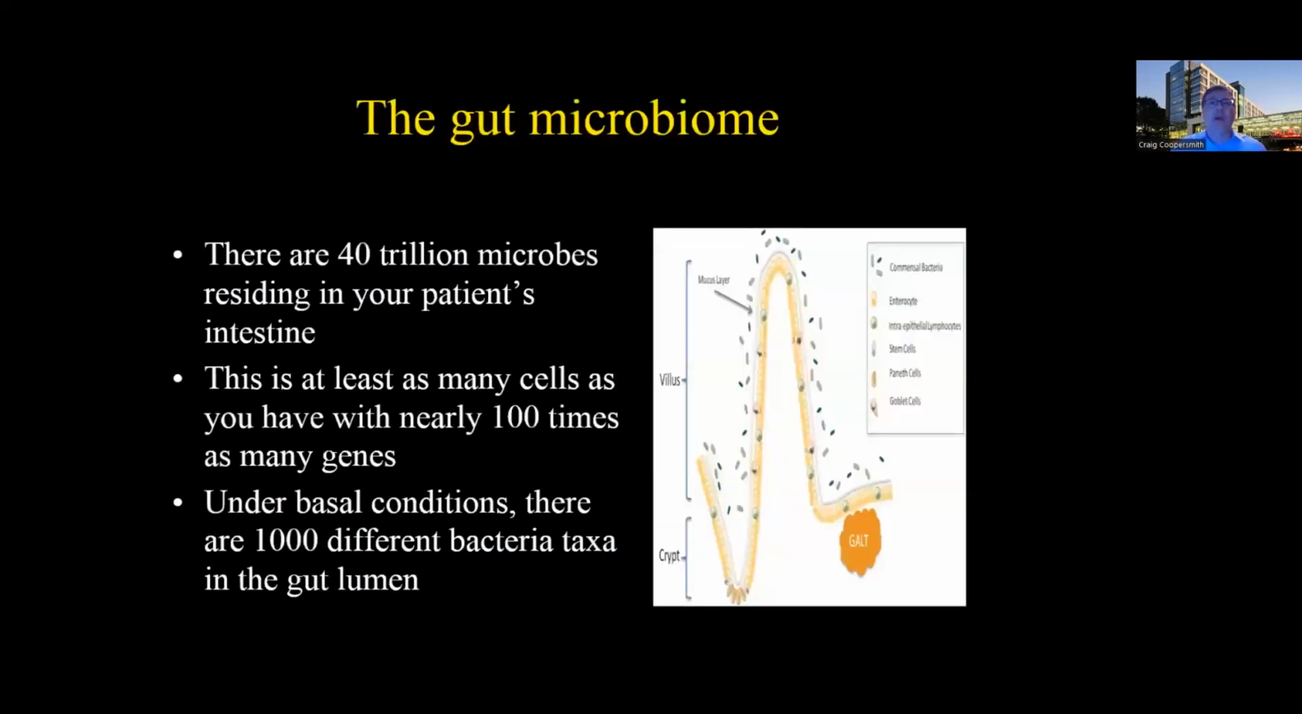So to start with the gut microbiome, it's important to mention that there are 40 trillion microbes living inside both yours and your patient's intestine. This is at least as many cells as you have inside your body, with nearly 100 times as many genes. And under basal conditions, there are 1,000 different types of bacteria, taxa, living inside your gut lumen.